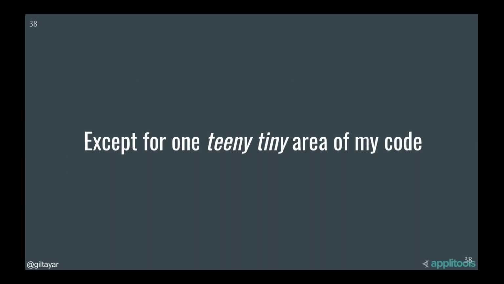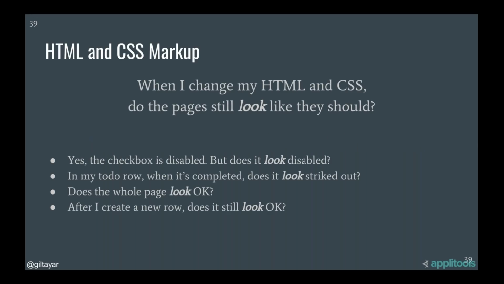And what part is that? Well, it's the HTML and the CSS markup and the images and the SVGs, etc. When I change my HTML and CSS, when I refactor it, when I add or remove code from that, do the pages still look like they should? That's a big question. Yeah, the checkbox is disabled. I can check that using functional tests, but does it look disabled? When I complete a to-do in a to-do MVC application, does it look striked out? Does the whole page look okay? Functional tests don't help me there.